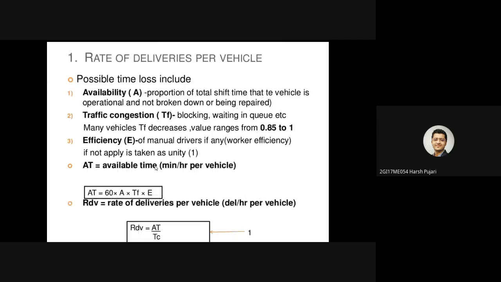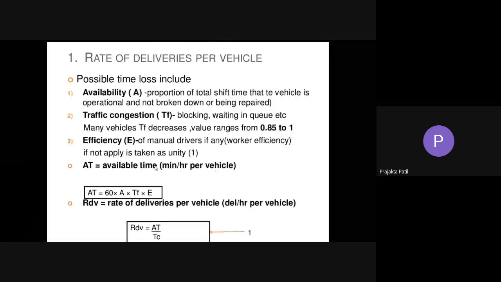Yes, ma'am. Now these are the other important equations here, that is the rate of deliveries per cycle, per vehicle. So how much is a vehicle able to perform its task of moving or delivering the parts from one station to another? The possible time losses include availability, that is the portion of total shift time that the vehicle is operational and not broken down or being repaired, right? So availability is very important, or the time for which the vehicle is actually available to do the task.